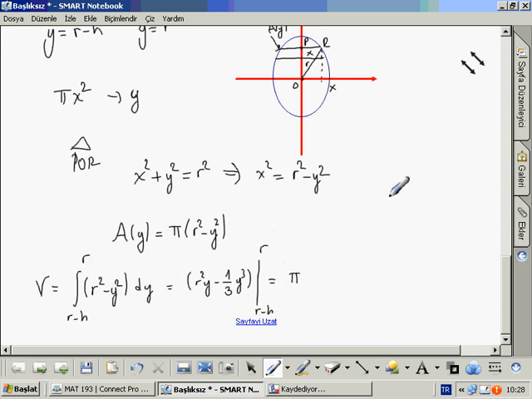And it equals pi times, and we know that the limits on y will be r minus h less than or equal to y, and y is less than or equal to r. So its volume will be pi times h squared r minus 1 over 3 h cubed. So it is equal to pi times h squared times r minus 1 over 3 h.